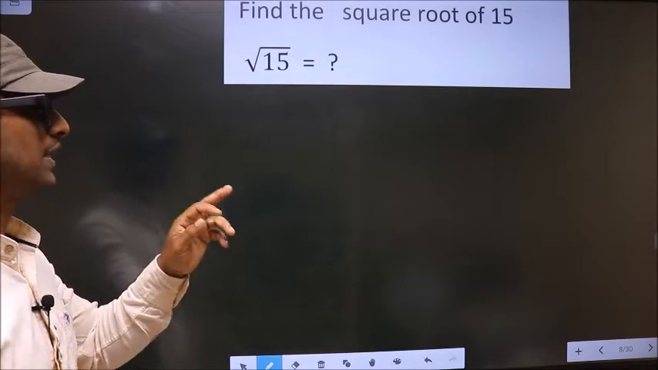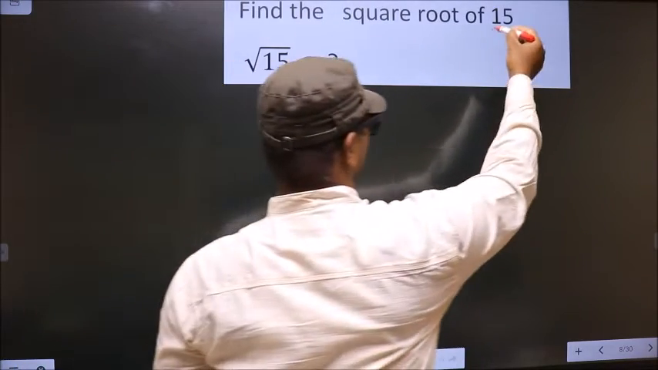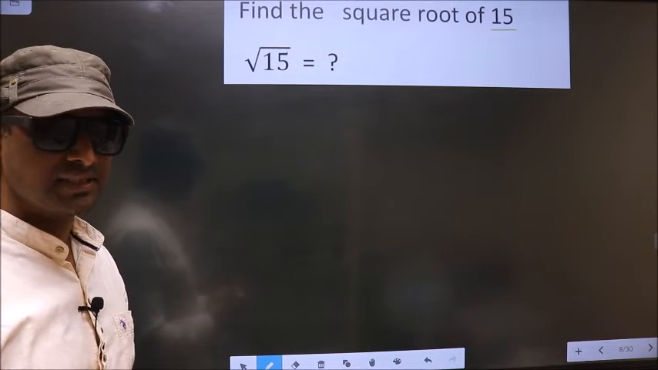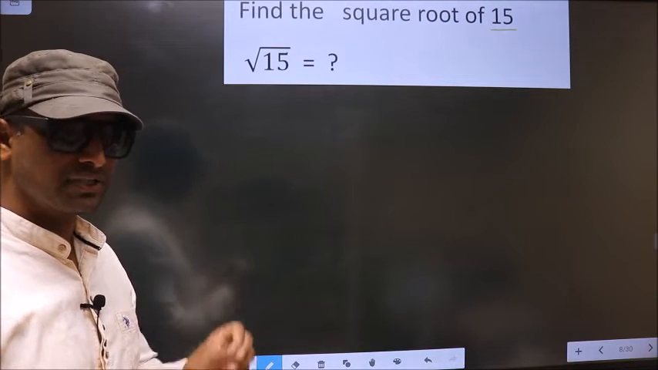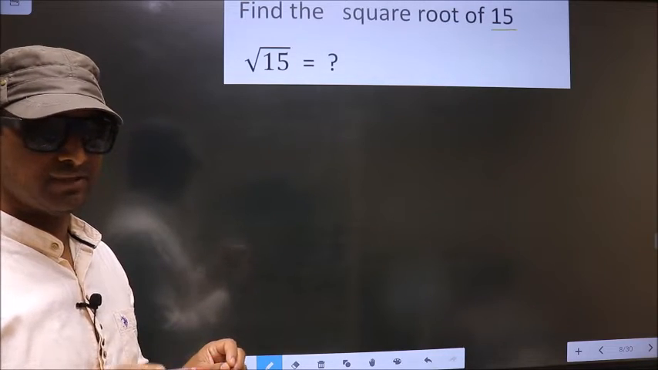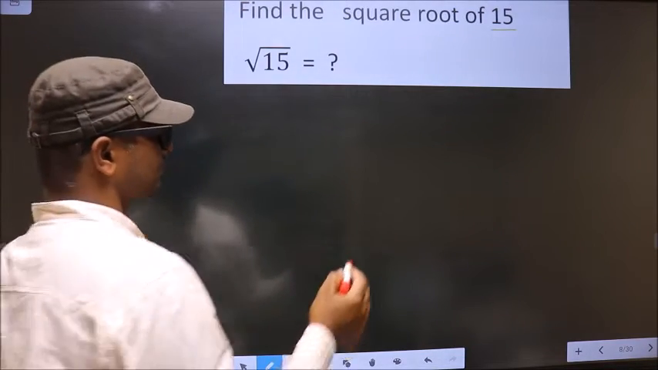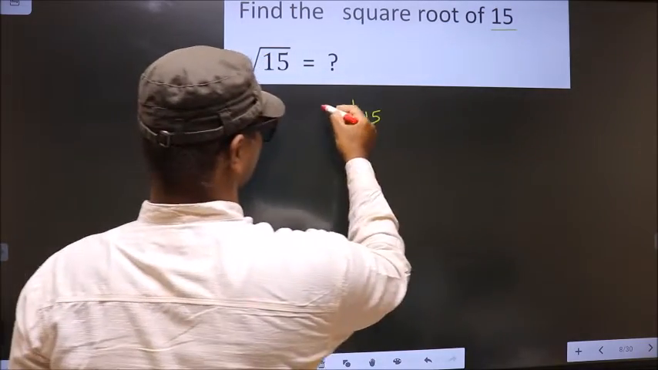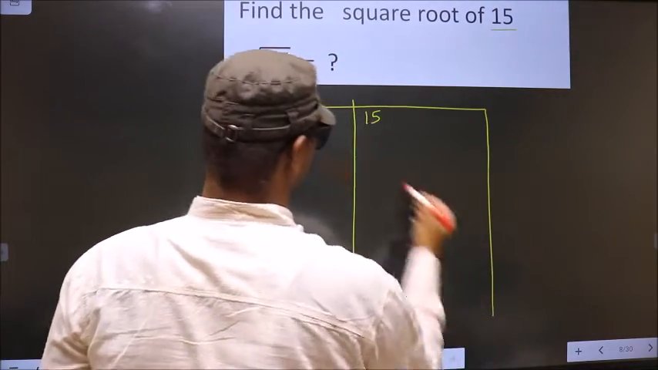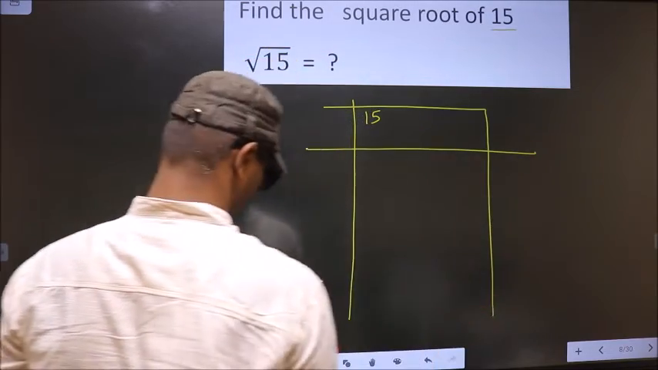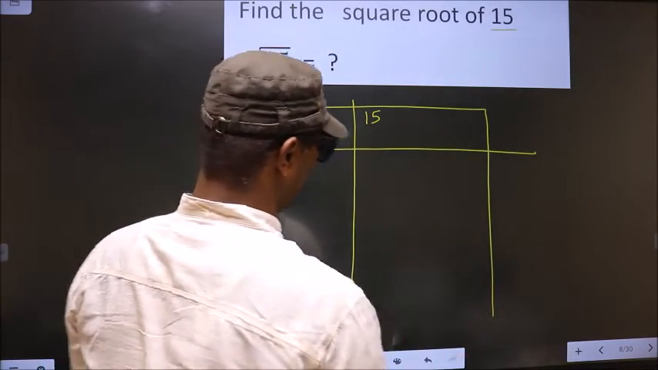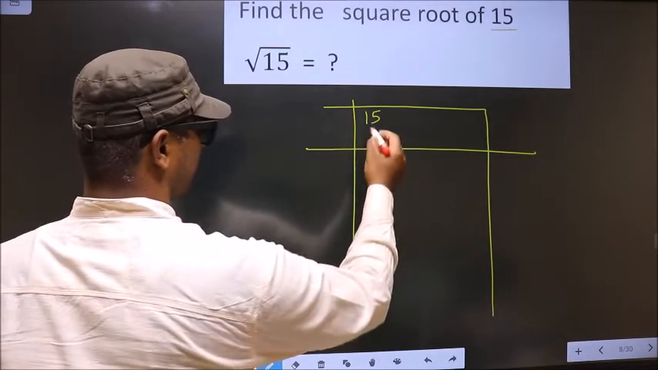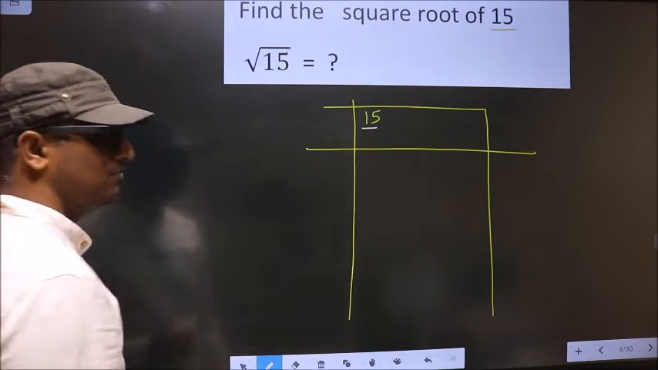Find the square root of 15. To find the square root by the long division method, first we should frame it in this way. That is 15. Okay, next. Now here we have 15.